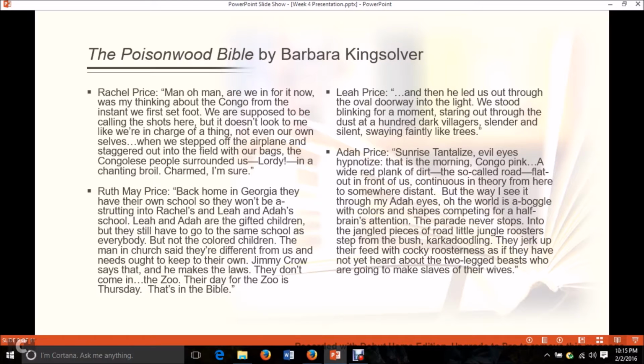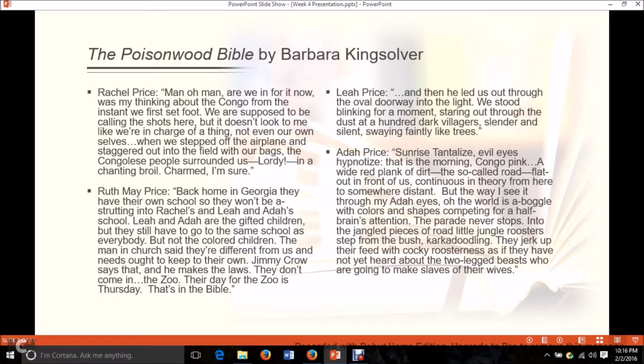So here she's saying that these jungle chickens come into the road, jungle roosters, and they're acting like roosters would. They're cocky, they lift their feet up, and they have their cock-a-doodle-doodling and all that kind of stuff, but they're not aware. It says, not yet heard that about the two-legged beasts who are going to make slaves of their wives. That's very chicken-like, right? So the hens are used for laying eggs, and the two-legged beasts are humans. So you have a very literal interpretation of that.